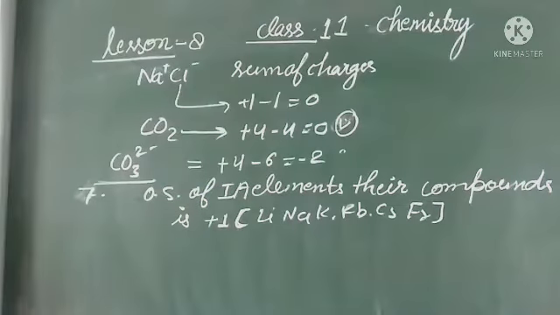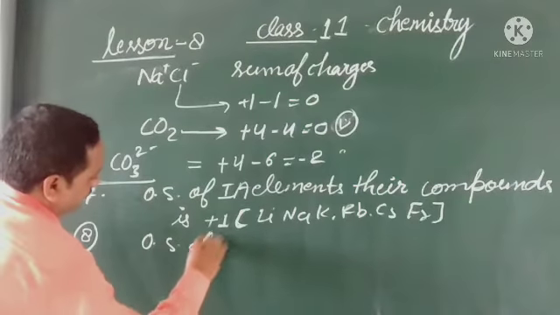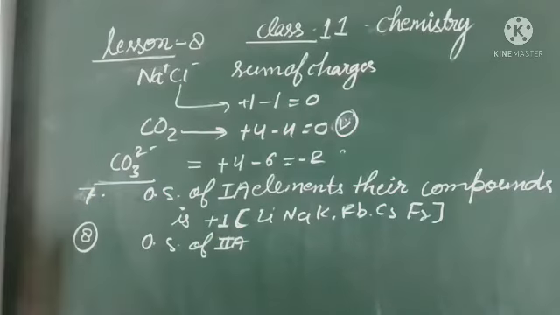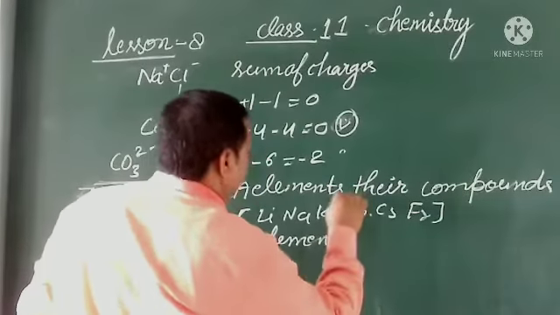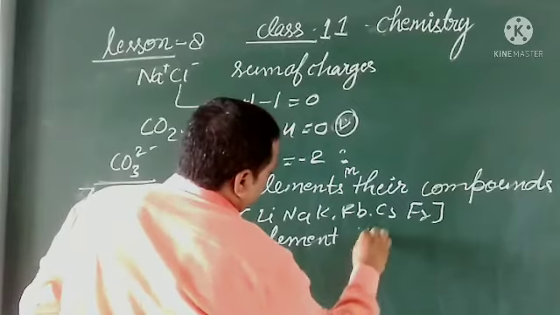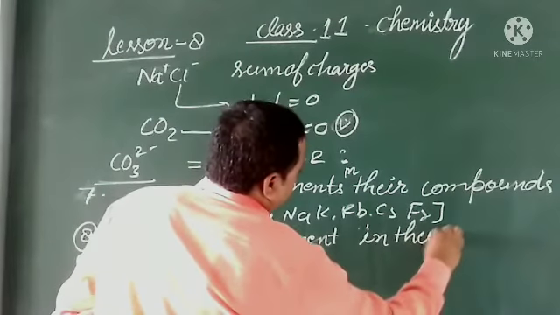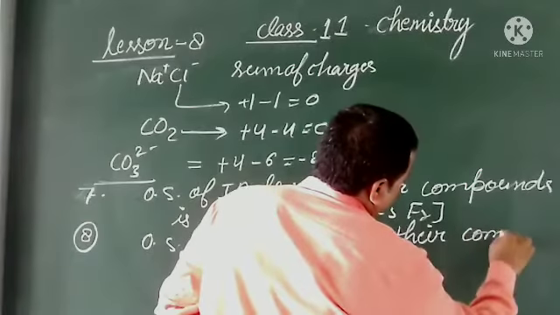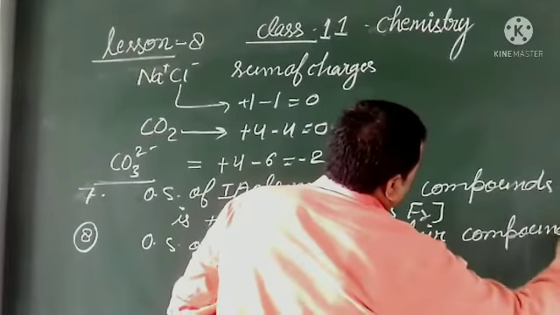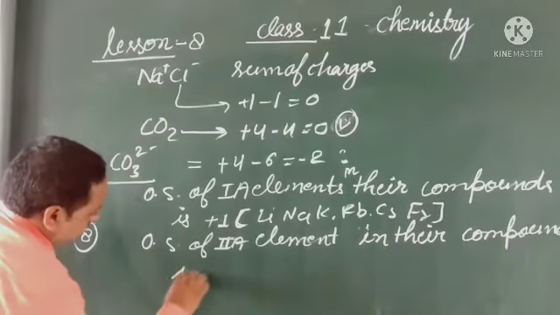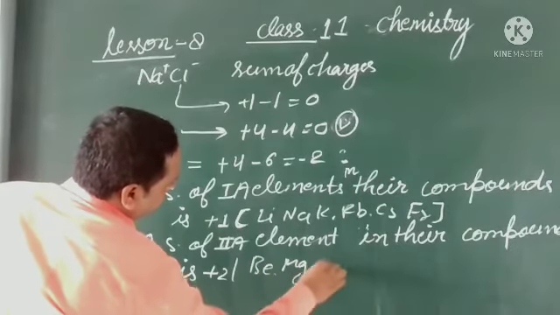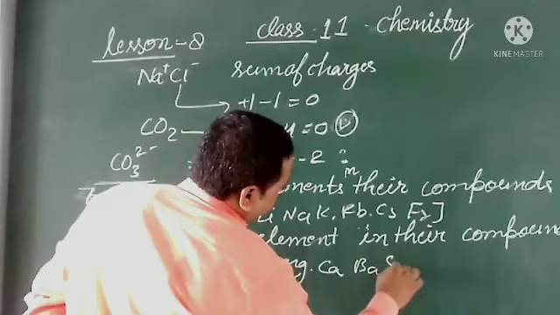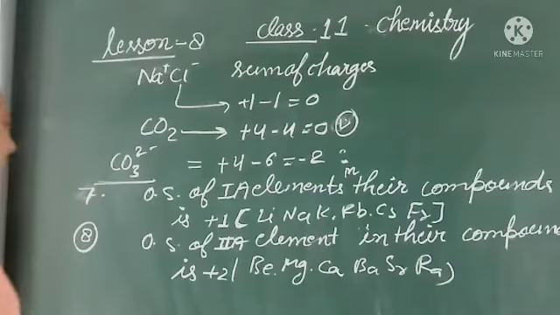Okay. Next point, eighth point, is that the oxidation state of second A group elements in their compounds is plus 2, like beryllium, magnesium, calcium, barium, strontium and radium. So I will give you a simple example there.